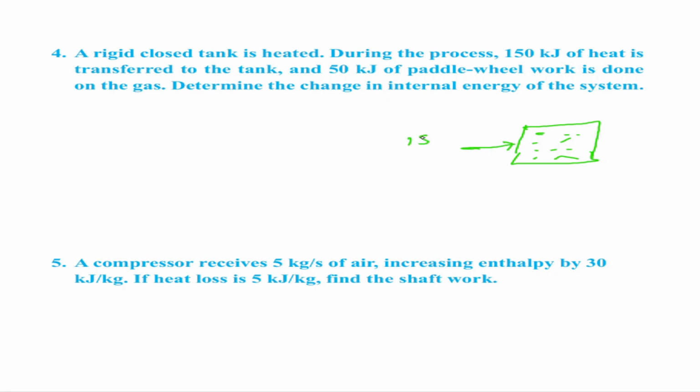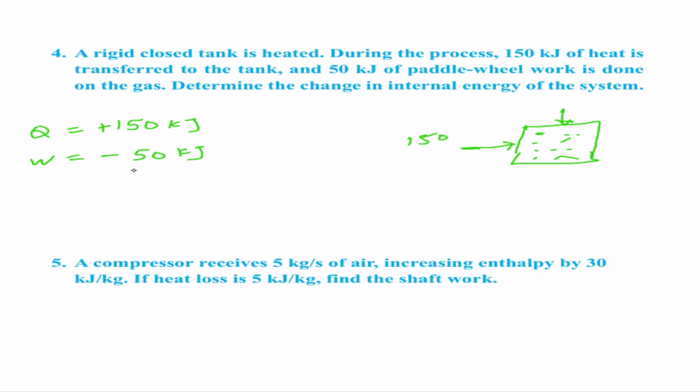So here Q is given as positive 150 kilojoule. And 50 kilojoule is paddle wheel work done on the gas. Work done on the gas, so here W is given as minus 50 kilojoule.